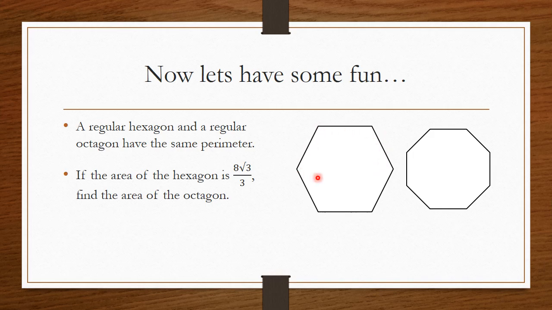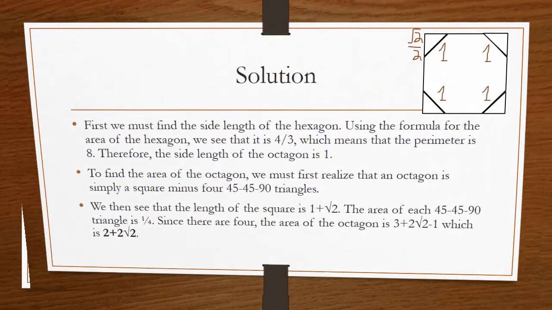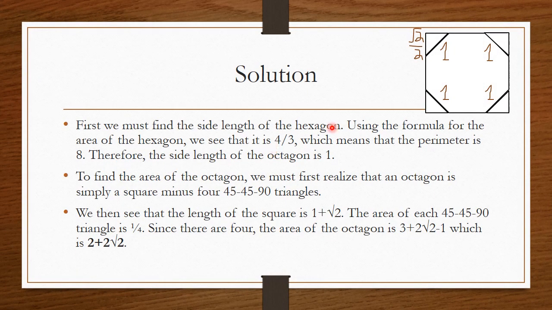If this is 6S, the perimeter of this octagon must also be 6S. And so in order to find the side length of the octagon, we must divide 6S by 8, since there are 8 sides. We use that to find the side length. Also, an octagon is made out of a square minus 4 45, 45, 90 triangles. So we have to use that fact to find the area.